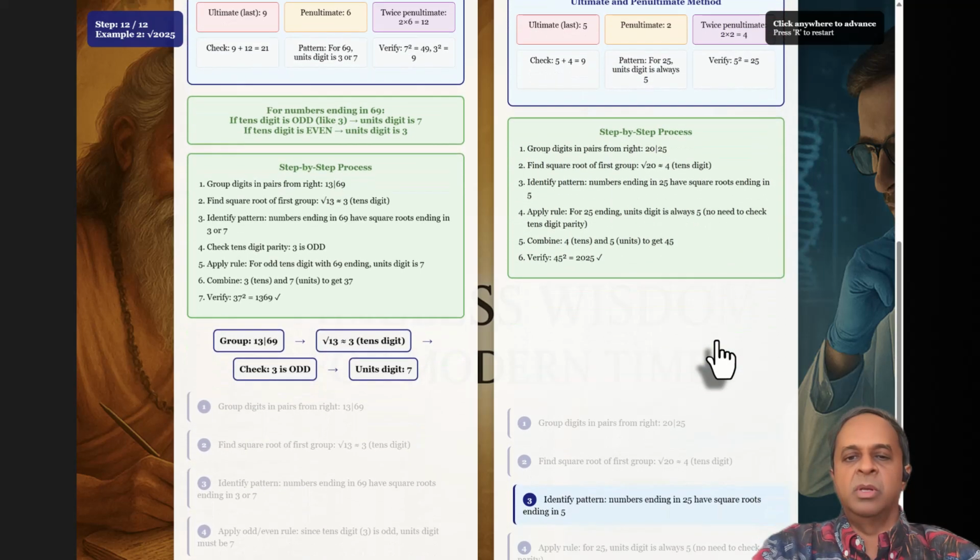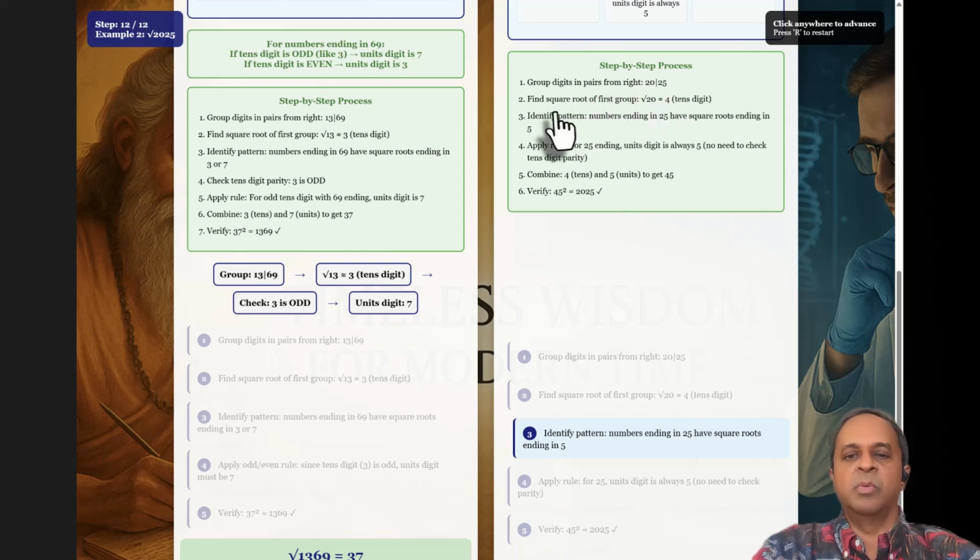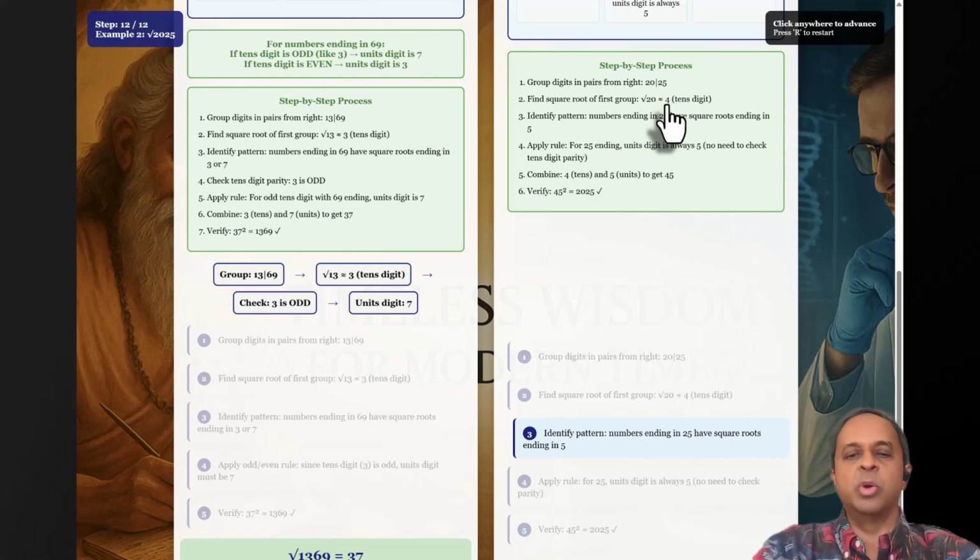Just to refresh step by step, again, we broke it up into 20 and 25. In the first part, where we take 20, the closest square root number is going to be 4, because 4 times 4 is 16. So the tens digit is going to be 4. Remember, because this is a special case where it's 25, we don't apply the previous rule, where in that case it would have been a units digit of 3. The units digit will always be 5.